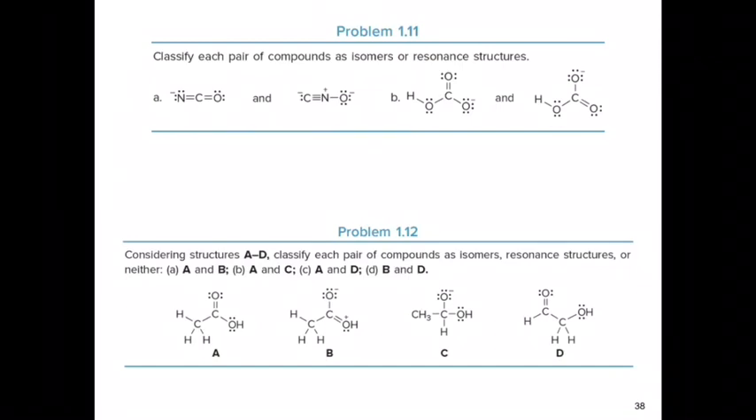So when we look at the first problem here, you can see that this carbon is the central atom, whereas in the other structure, the nitrogen is the central atom. So you can see that they are different in atomic structure. And so these two structures are considered isomers.